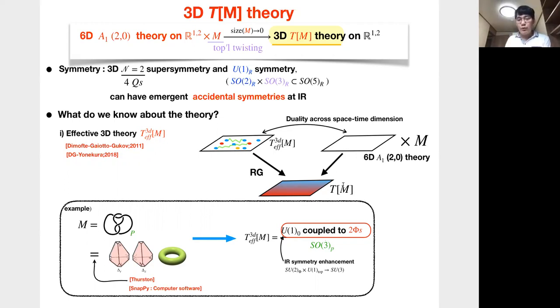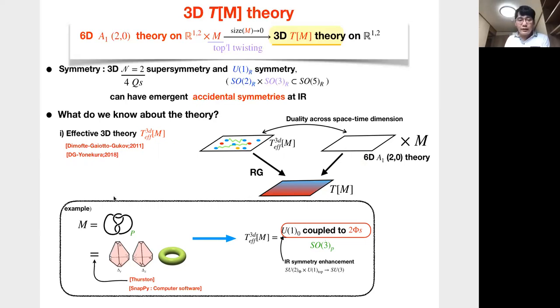So one way to obtain this 3D TM theory is using the 6D (2,0) theory with a topological twist compactified on a three-manifold. Another way to realize this 3D TM theory is that there is some gauge theory which will flow to this theory in the IR.